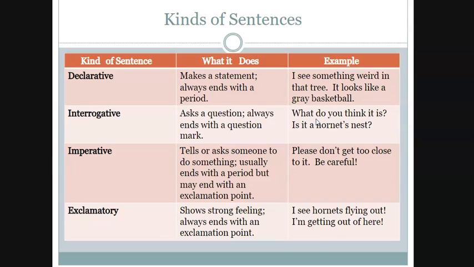So let's start with the declarative. A declarative kind of sentence makes a statement and always ends with a period. For example, I see something weird in that tree. It looks like a gray basketball. Yes, I see something weird in that tree. It looks like a gray basketball. It will be a declarative kind of sentence.